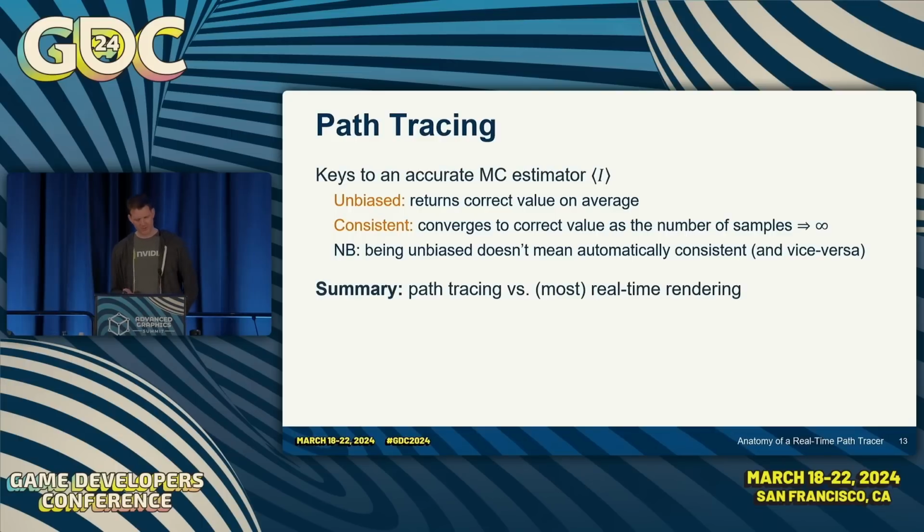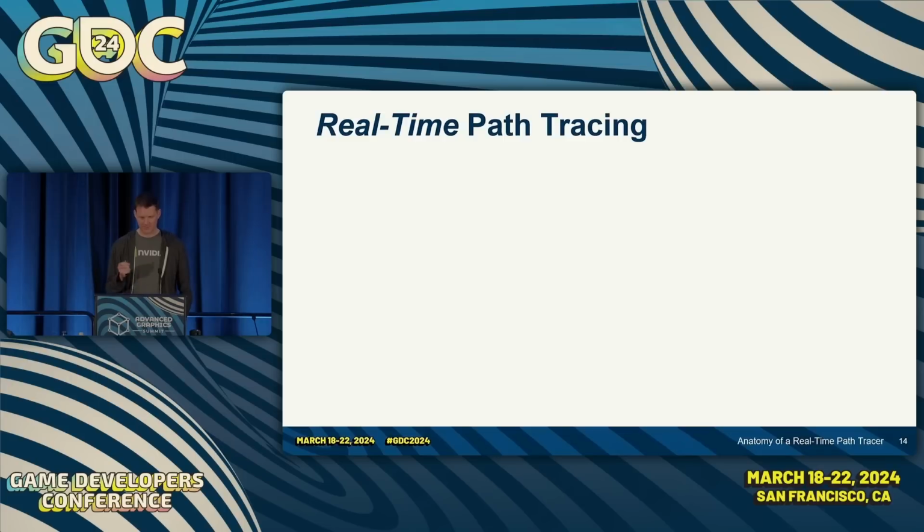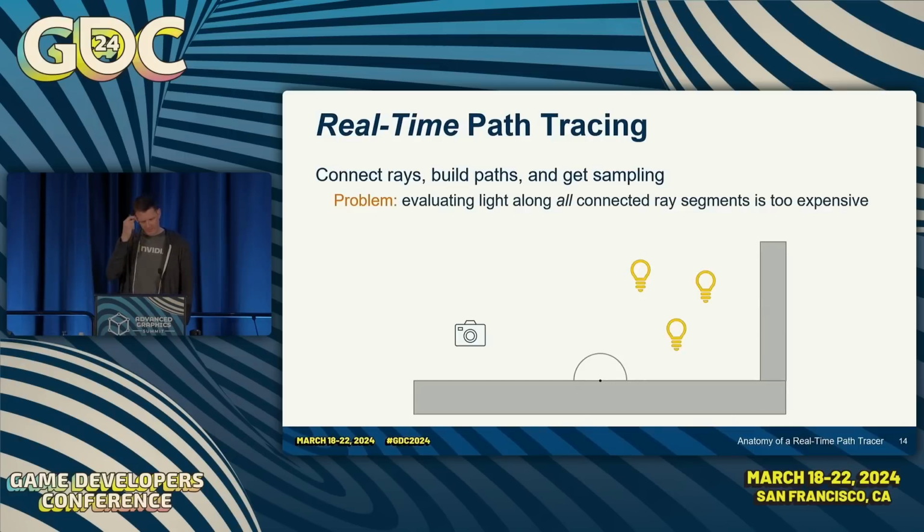So to summarize, path tracing versus most real-time rendering today, the main differences are with path tracing, we simulate the transport of light with paths, we approximate the rendering equation with a Monte Carlo estimator, and we produce samples, or try to, in an unbiased and consistent way. Okay, so we're here for real-time rendering, though. And we want to take those aspects, now that we understand them well, from a path tracer and bring them into a real-time renderer. So let's connect some rays, build some paths, get sampling. There's just one big problem.